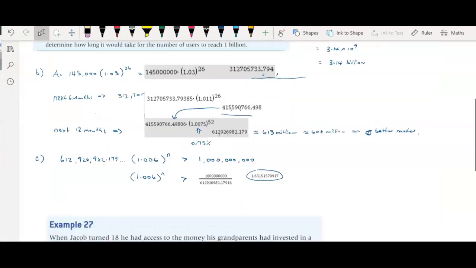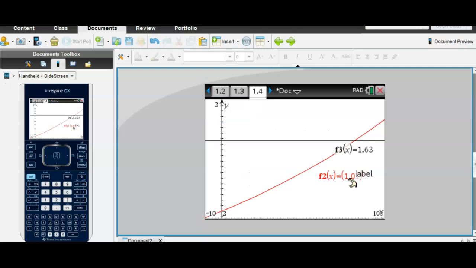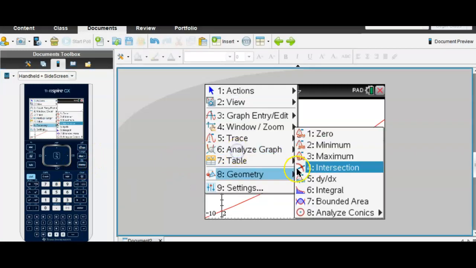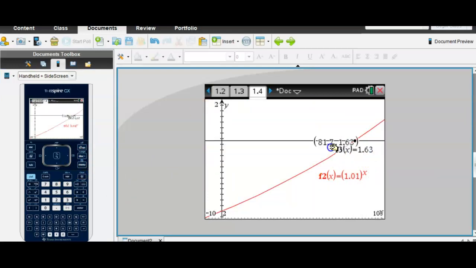If we go back to what we're looking at, I've graphed y equals this on the left, and I've also graphed y equals this. What I'm looking for is the point of intersection. The point of intersection of the two graphs is over here. So let's find the point of intersection through menu, analyze graph, intersection. I'll go ahead and do that, and I can see, if I pull that aside, it's 81.7.